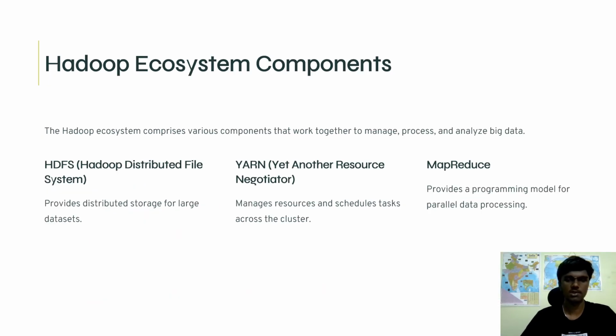Then we have the Hadoop ecosystem components. The Hadoop ecosystem comprises various components that work together to manage, process, and analyze big data. The first one being HDFS, Hadoop Distributed File System. This provides distributed storage for large datasets. Then we have YARN, which is Yet Another Resource Negotiator, manages resources and schedules tasks across the cluster. Then we have MapReduce, which provides a programming model for parallel data processing.